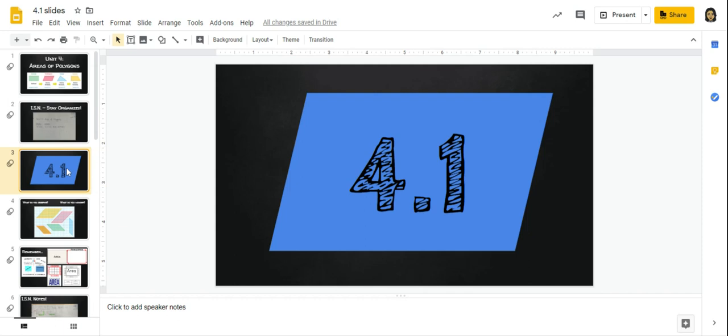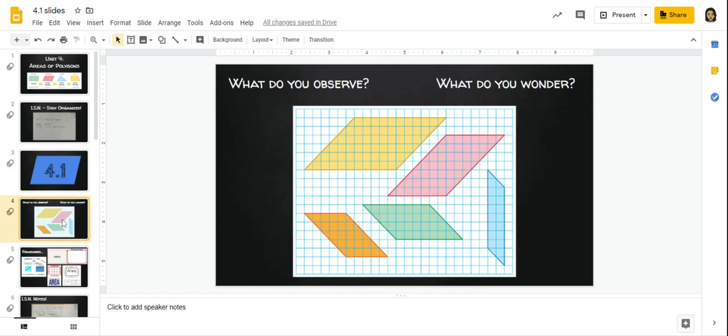All right. So 4.1. As always, I like to start off with what do you observe? What do you wonder? You can maybe pause the video at this moment and come up with some ideas in your head of what you observe, what you wonder about these shapes. I noticed that obviously they're on a grid here, which might be helpful for us to see when talking about area. Remembering that area is the amount of space inside of a shape.